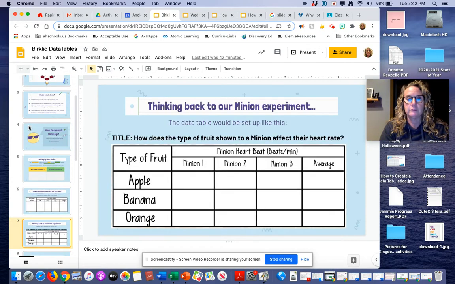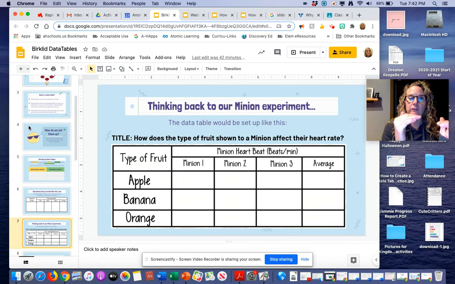So thinking back to our minion experiment, we were looking at how does the type of fruit, when we show different types of fruit to a minion, affect their heart rate. So the first thing, our independent variable, what we were changing there, was the type of fruit. So all the way to the left is our type of fruit with a heading.